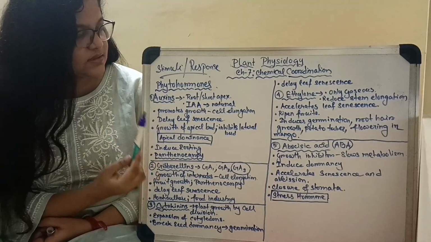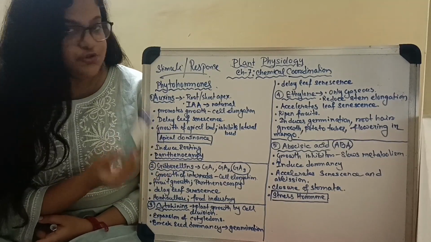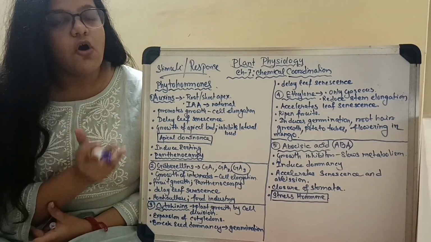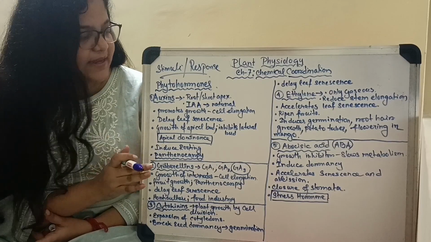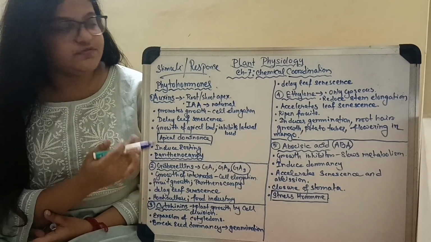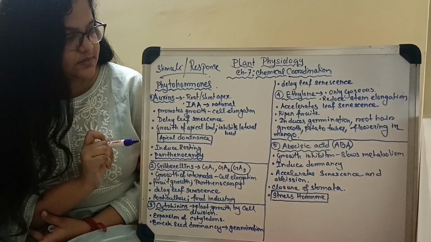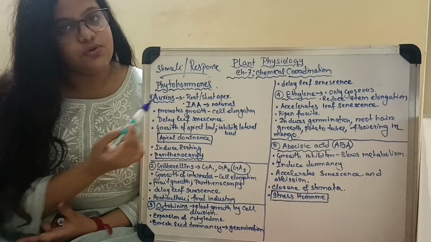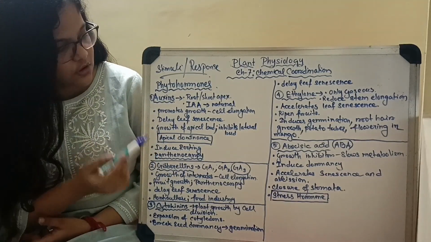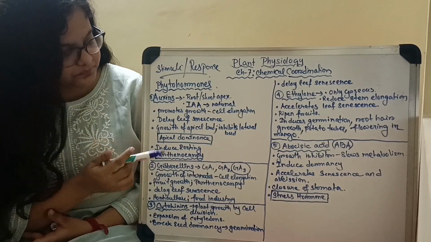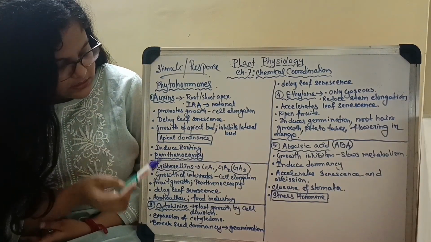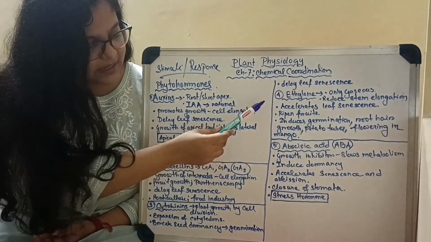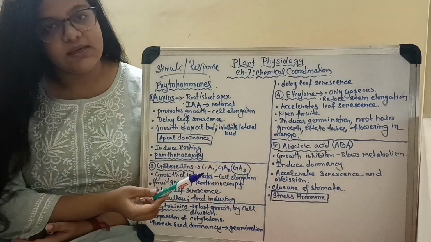So in plants, the response to any stimulus is controlled by hormones. And what are hormones? Hormones are chemical messengers that regulate the coordination function of the stimulus response system. Hormones of the plants are specifically known as phytohormones. Phytohormones are of 5 types: the auxins, the gibberellins, the cytokinins, ethylene, and abscisic acid.